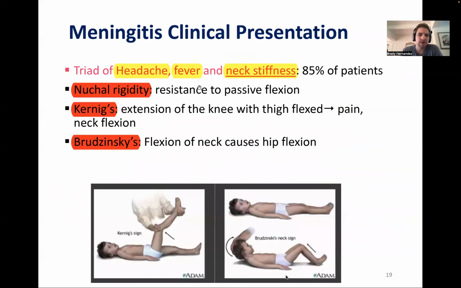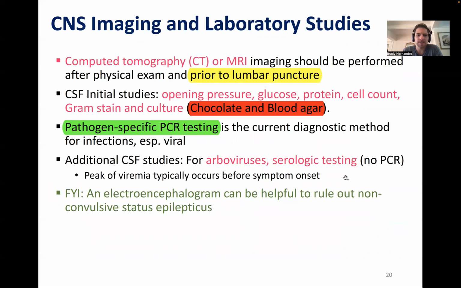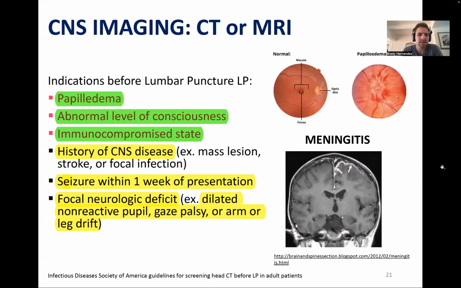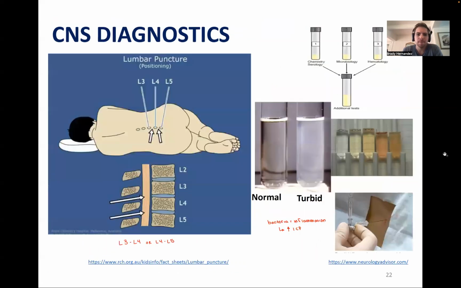And then they go into some of the other ones. Y'all remember this from your OSCE. Chocolate and blood agar are used for those gram negatives, Neisseria, Haemophilus, right? Depending on if you add some of the other factors to it.